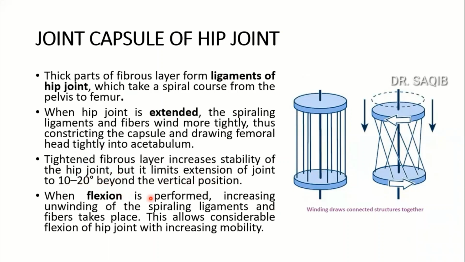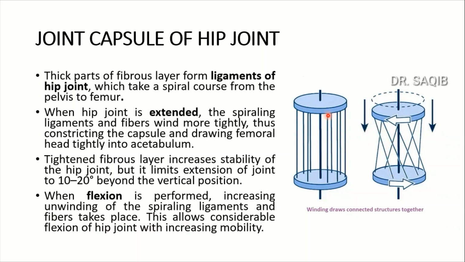When flexion is performed, increasing unwinding of the spiraling ligaments and fibers takes place. This allows considerable flexion of the hip joint with increasing mobility. Here you could see this is the winding, and obviously here you could see this would be the unwinding.